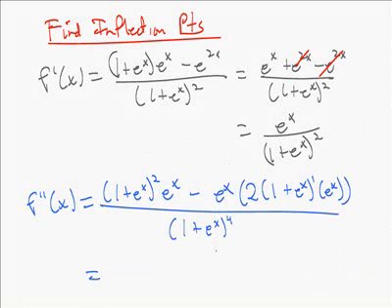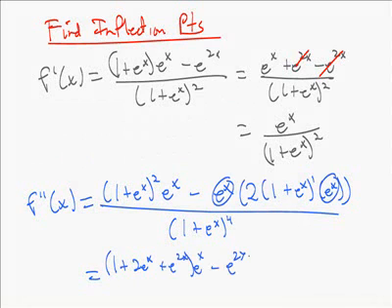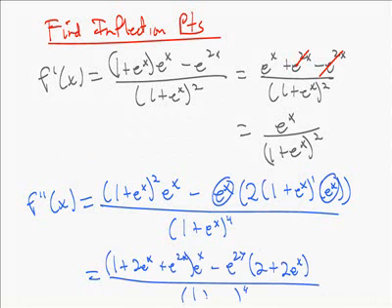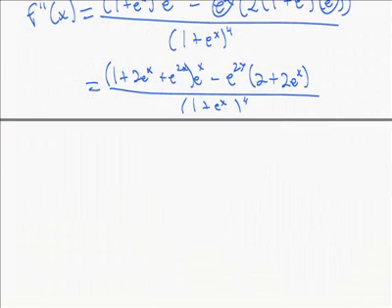If I FOIL this 1 plus e to the x out, I get 1 plus 2e to the x plus e to the 2x, all that times e to the x, minus e to the 2x when I took this one and multiplied together, times 2 plus 2e to the x. All that over 1 plus e to the x to the fourth. So let's keep going here, simplifying this.